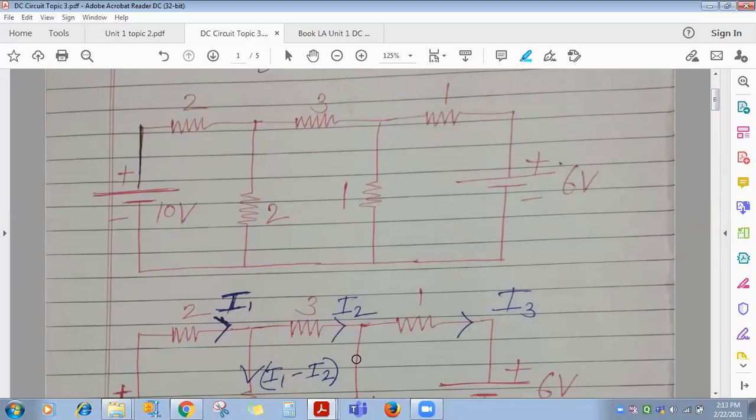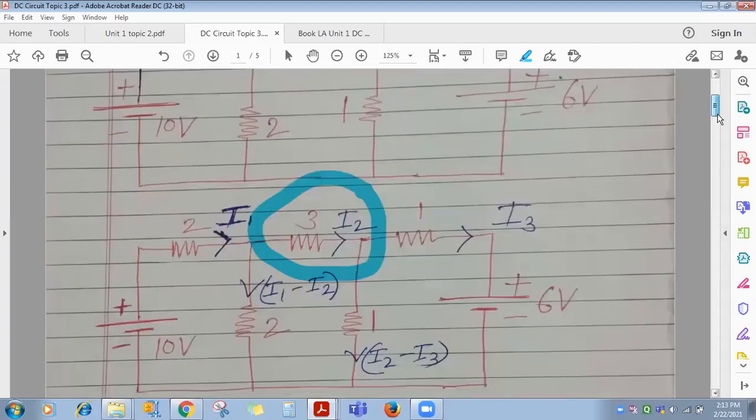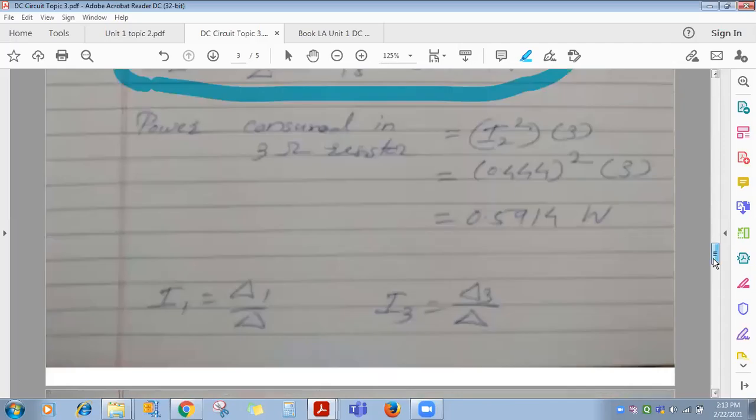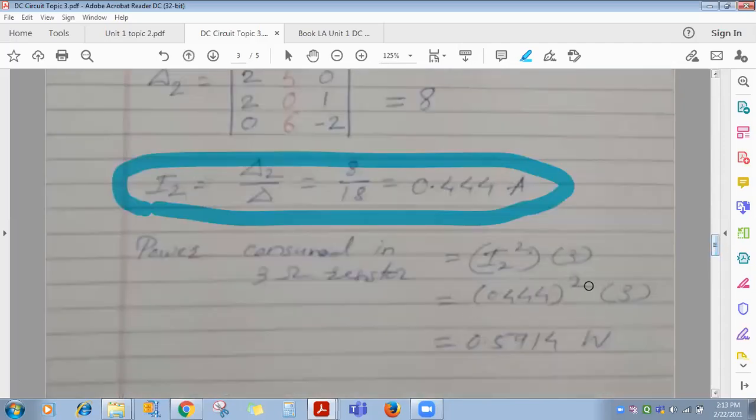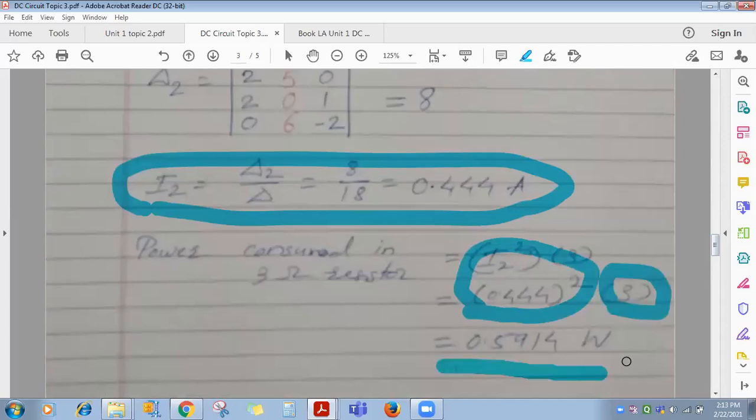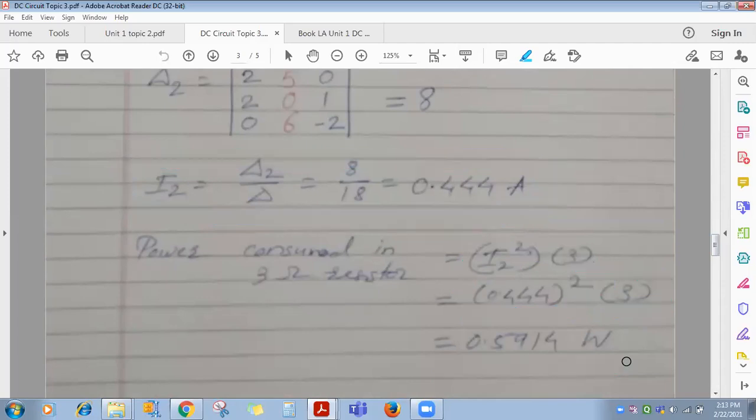Now see, I2 value you know, 0.444 ampere. Resistance also you know, 3. So which formula can you use to find the power consumed by the 3 ohm? I square R. Correct. So power consumed by 3 ohm is I square R. See, I square is 0.444 squared and resistance is 3 ohm. So 0.5914 watt is the power consumed by the 3 ohm. Got it, everyone? Unit of power is watt.